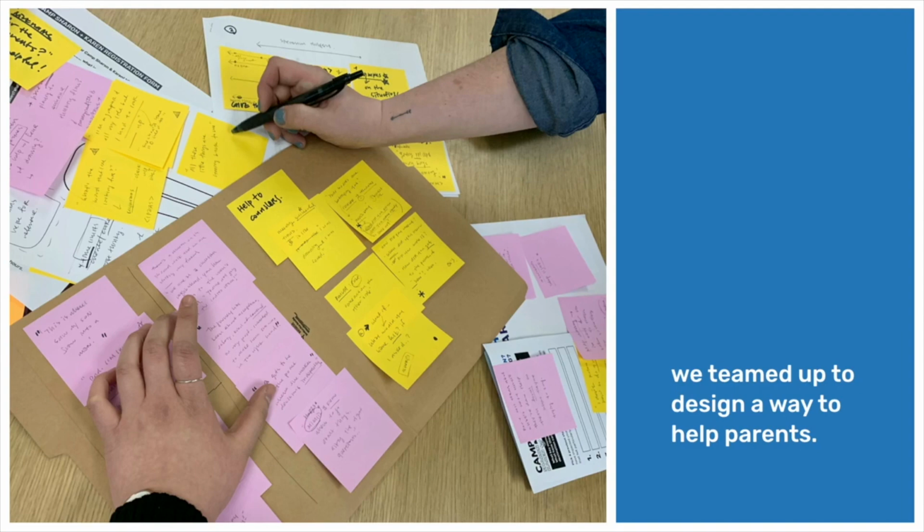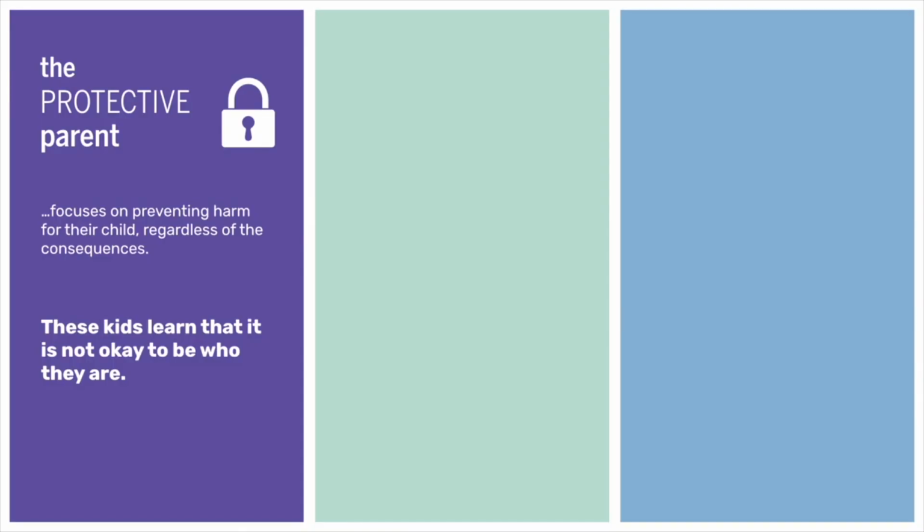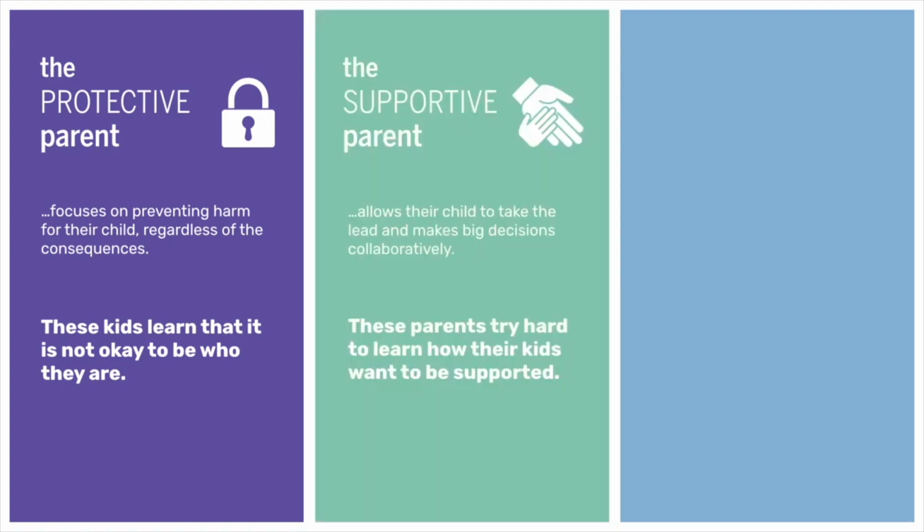So I was grateful to be able to work with some of these parents from the Trans Family Project to co-design a way to help parents through these sorts of challenges. And working with these parents, we defined 3 distinct audiences that attend these support group meetings. The protective parent focuses on preventing harm for their child no matter the consequences. These kids learn that it's not okay to be who they are. The supportive parent, on the other hand, allows their child to take the lead and makes big decisions collaboratively. These parents try hard to learn how their kids want to be supported.